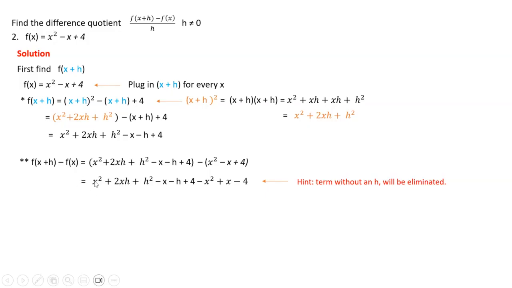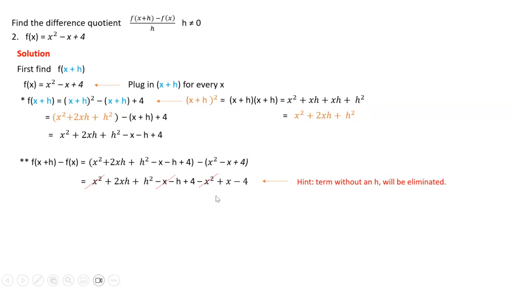For example, do we have an x squared? Yes, it's back here towards the end. We have x squared, so those will cancel, the x squared and the negative x squared. Do we have another term with xh? We don't. So the term that has an h has to stay, and the one that doesn't have an h has to cancel.